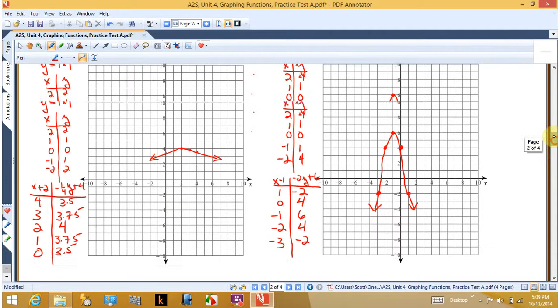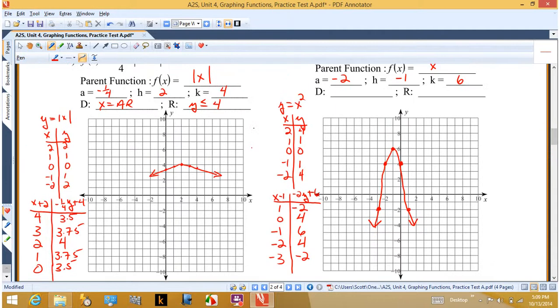Okay, the domain, well, these arrows are going out to the side forever. And the range is all values where y is less than that point. So y is less than or equal to 6. Another graph.